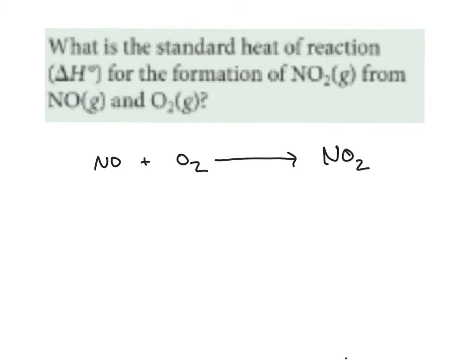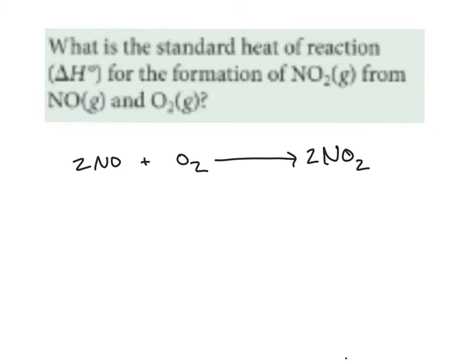Okay, so the only problem with this one so far is that it is not balanced. So we would need to balance this reaction. So you're going to need 2 of these so that we have 2 nitrogens. Now we have 4 oxygens, and both are balanced on both sides. So that's the balancing that we would have needed to do.